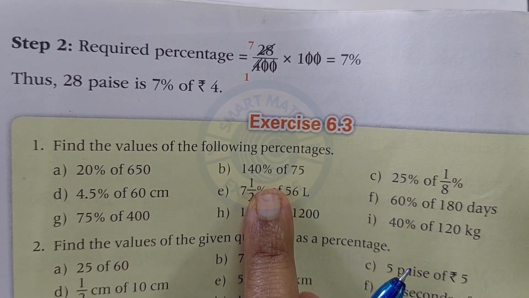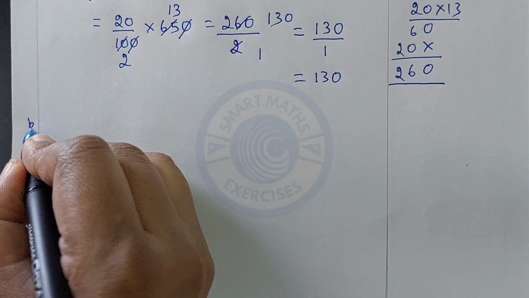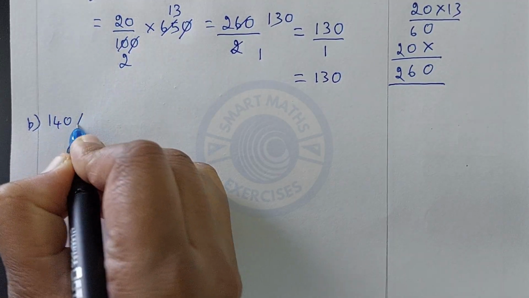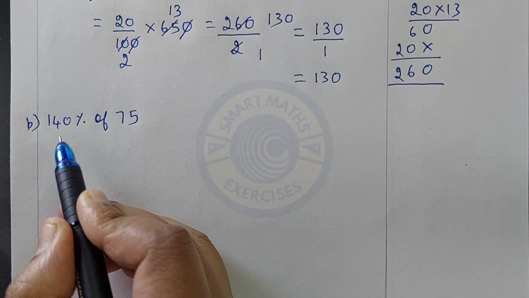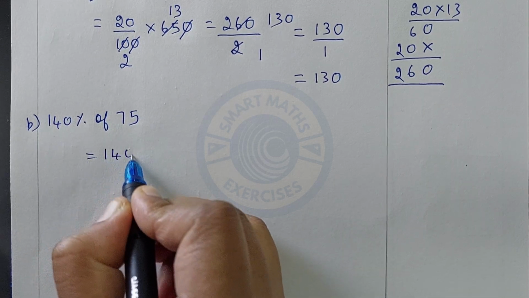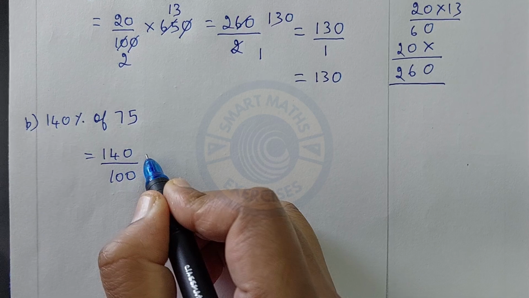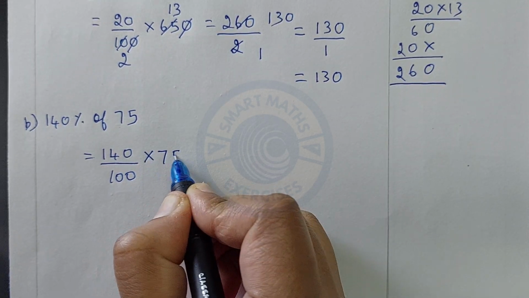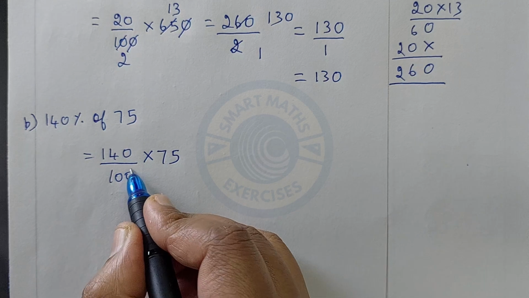Next question. B. 140% of 75. First, convert the percentage to fraction. 140 divided by 100 and then multiply with the quantity 75. 100 and 75 go in 5 table.